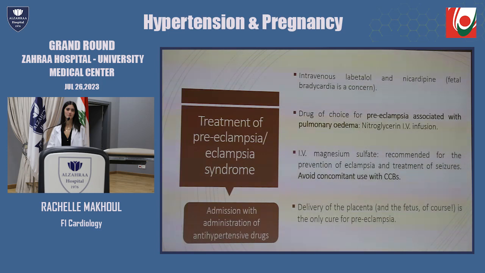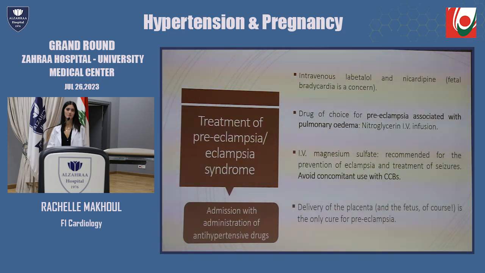What is the treatment of preeclampsia and eclampsia syndrome? First of all, we should admit with administration of antihypertensives, IV labetalol, nicardipine, and we should also start IV magnesium sulfate. It is recommended to prevent and to treat seizures, but we should be cautious with the use of IV magnesium with CCBs because there is a high risk of severe hypotension due to synergism, and the drug of choice in case we have preeclampsia associated with pulmonary edema is IV nitroglycerin.